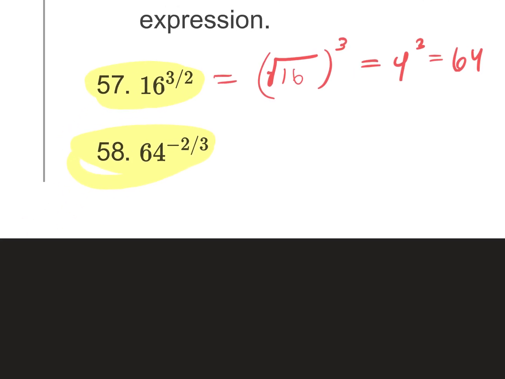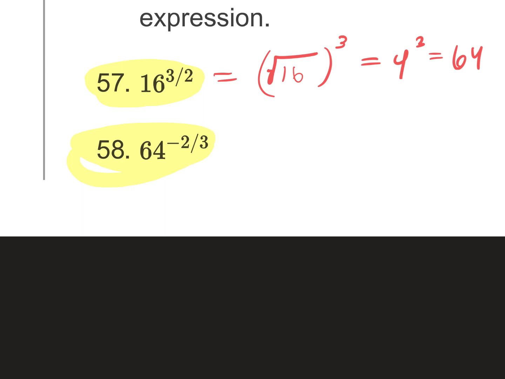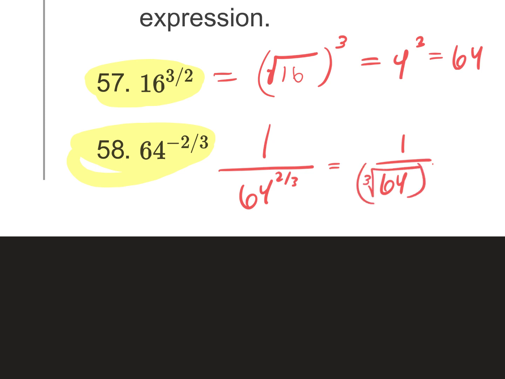How is 58 different? The negative exponent. Before you guys go to simplify, how should I rewrite that? 1 over 64 to the 2/3. You see a negative exponent, move it. Not a negative coefficient, but a negative exponent, go ahead and move it. So then this becomes 1 over what? Cube root of 64 squared.